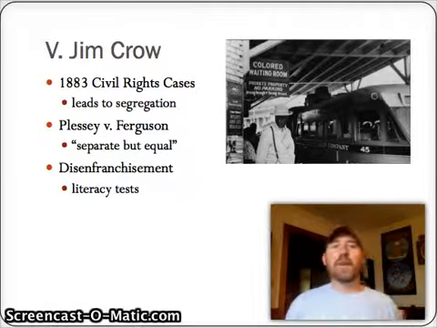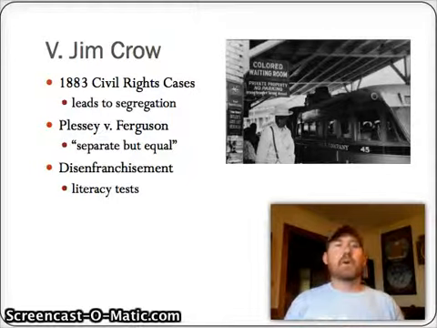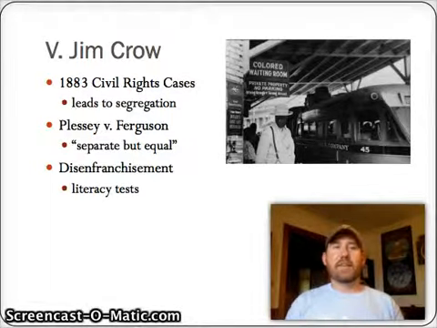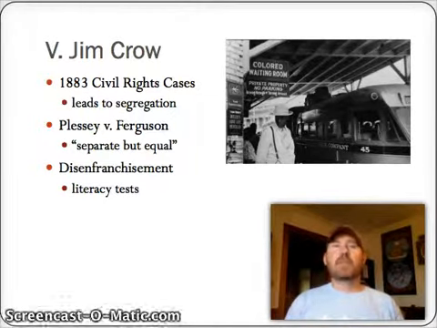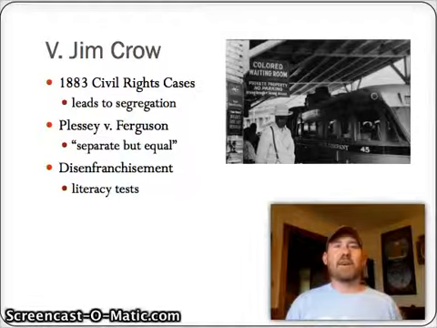So the first is going to be Jim Crow laws, and some of the components of this. Number one, it comes from the 1883 civil rights cases, in which segregation kind of gets going, and it really gets to its full aspects with the court case of Plessy versus Ferguson, in which the Supreme Court determines that separate but equal facilities for whites and African Americans are available, or you can do that under the law.